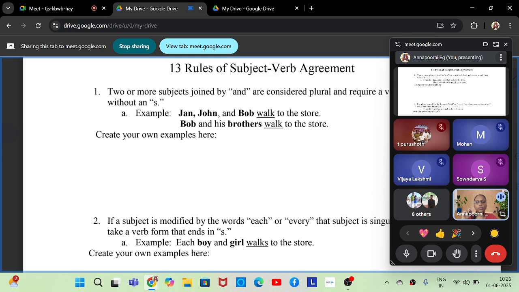Now you have to create your own examples. I will give one example to you. Anu and Manu study together. Anu and Manu study together. So now you give your examples. You can raise your hands and you can give examples. My example is Anu and Manu study together. So Anu and Manu is a plural subject. Two people. Yes, come on. You can do it. We will do it practically. Only then you will learn.